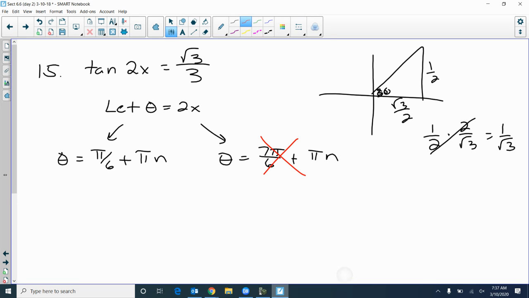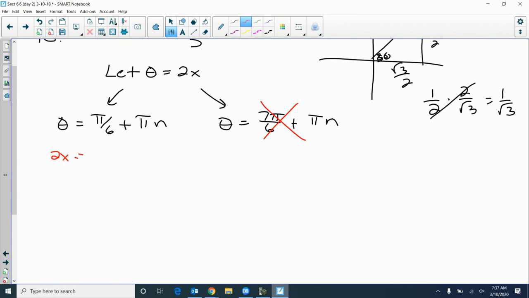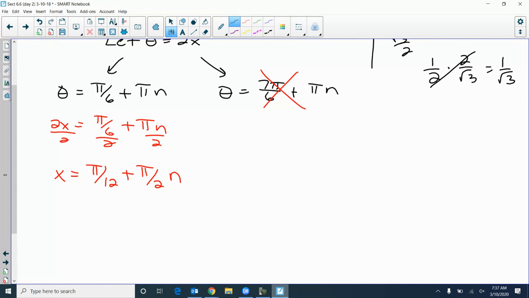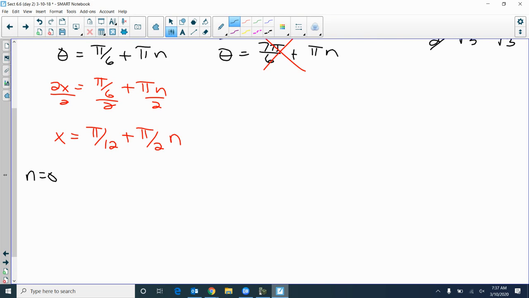Now, we have theta here. I'm going to replace that with 2x. Divide by 2, divide by 2, divide by 2. And don't forget to divide that by 2. So I get pi over 12 plus pi over 2n, then go n equals 0, n equals 1, n equals 2 until I'm assuming the interval 0 to 2 pi for that answer. And so for n equals 0, you get x equals pi over 12. For n equals 1, you get pi over 12 plus pi over 2. What's pi over 2 in terms of 12? 6 pi. So 7 pi over 12.